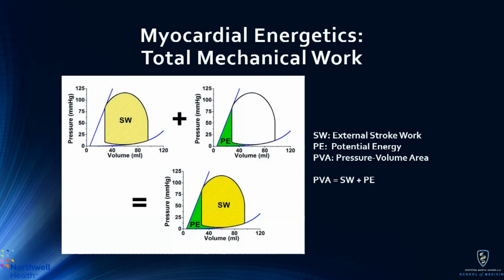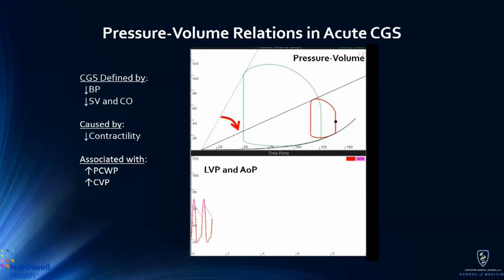PV loops are important to understand what we do. I'm not going to go into too much detail. I'd rather discuss more of the case, but suffice it to say that our goal is to try to decrease the total pressure volume area, to try to decrease the potential energy, and improve the stroke volume.